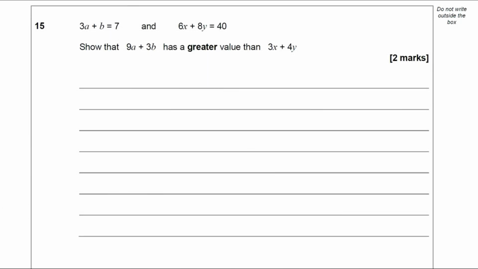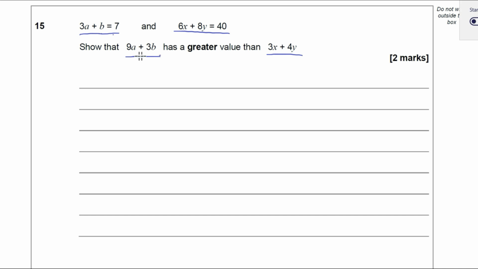Question 15 is an algebra question. I like algebra. So we have this equation and this equation. Now show that this term has a greater value than this term. As you can see here, we have a and b, and here a and b.